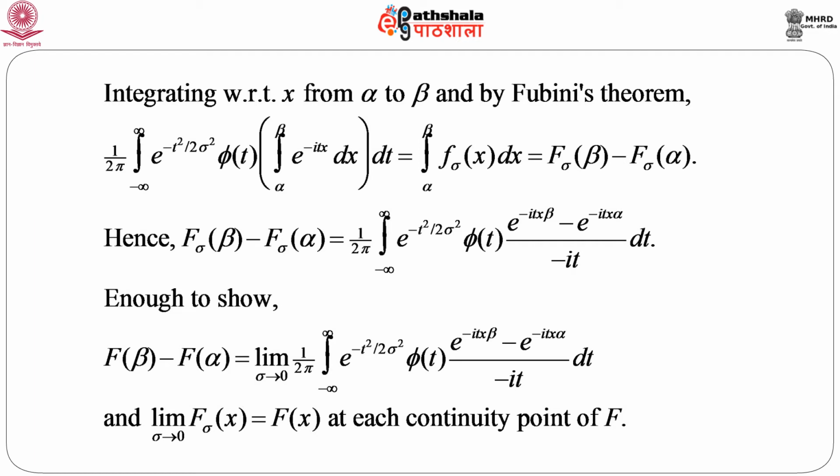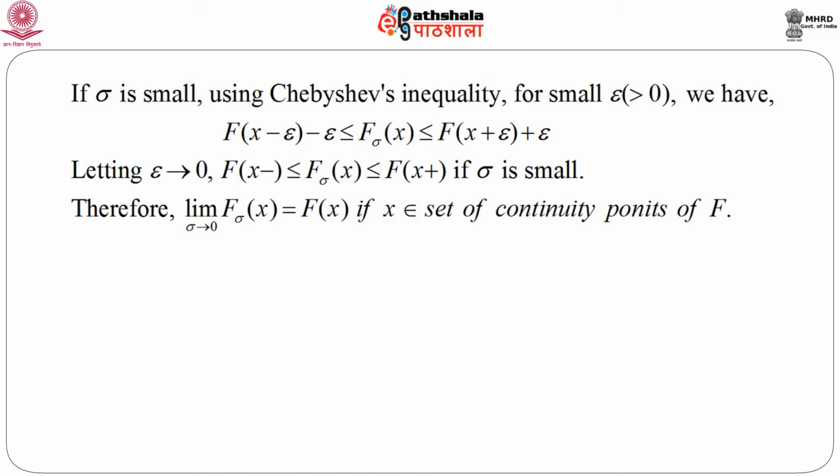So, it is enough to show that capital F beta minus capital F alpha is the limit, as sigma goes to 0, of this entire integral. Actually, this is basically the statement of the theorem, and obviously, we have to show that the limit of f sigma x as sigma goes to 0 should equal f x, because from here we can arrive at this stage for every continuity point of f. Now, since sigma is tending to 0, we can always assume that sigma is a very small positive quantity. Then just applying Chebyshev's inequality for small sigma, we can get this theorem.